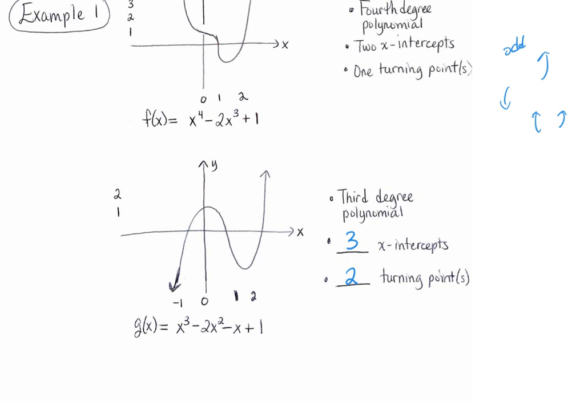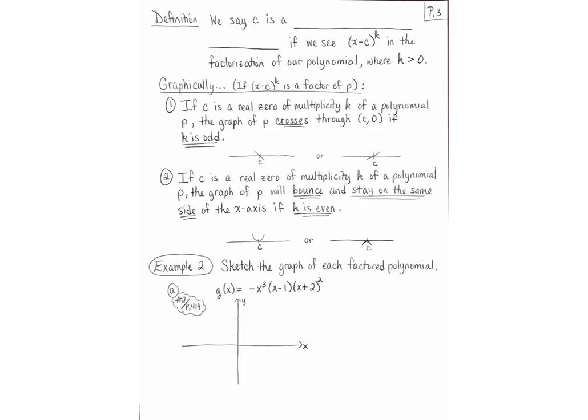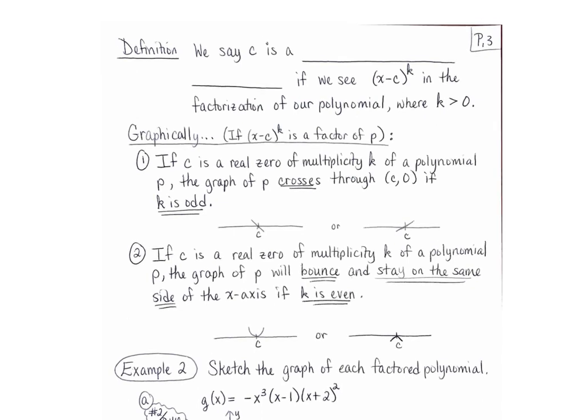Okay. All right. And I'm going to formalize some information we've already talked about before whenever we talked about graphing functions. We say c is a zero of multiplicity k if we see x minus c raised to the k in the factorization of our polynomial, where k is greater than 0.